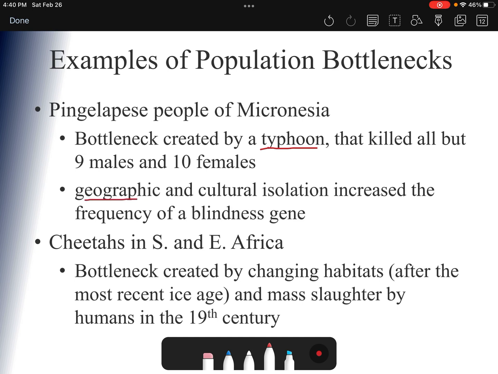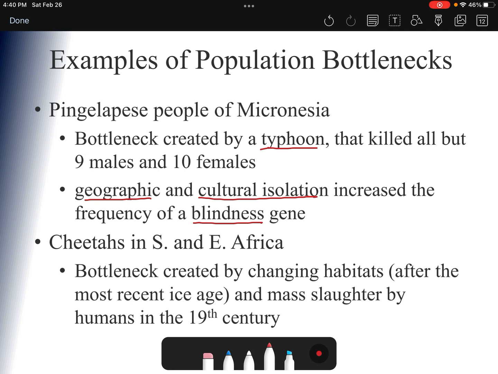Because they were not only geographically isolated but also culturally isolated, that increased the frequency of a gene that caused blindness in them. They had a higher frequency of that because those alleles were concentrated.